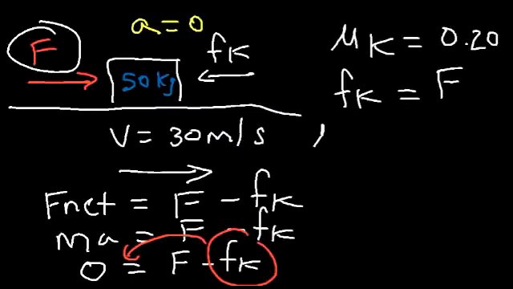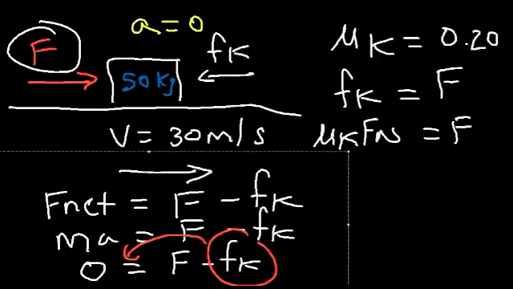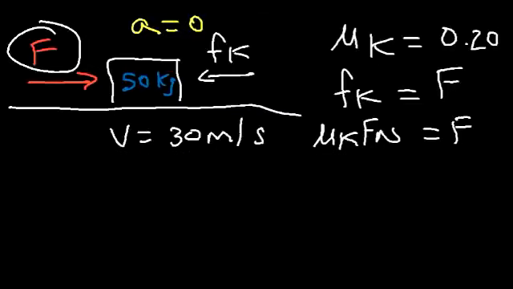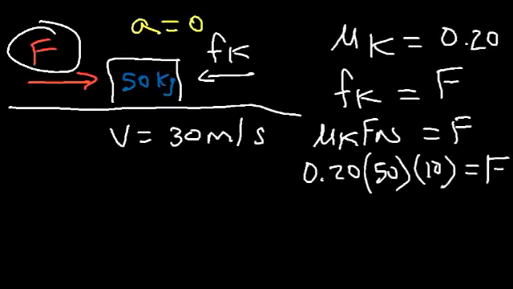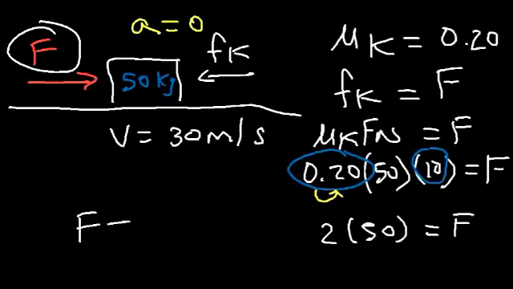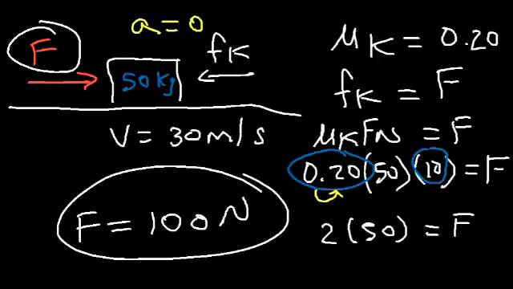So the frictional force is mu k times the normal force. And mu k is 0.20, normal force is mg, the mass is 50, the gravitational acceleration is 10. So what's 0.2 times 10? Whenever you multiply a number by 10, you simply need to move the decimal 1 unit to the right. 0.2 times 10 is 2. 2 times 50 is 100. So the applied force in this example is 100 newtons. In order to move an object at constant speed, the applied force must be equal to the frictional force.